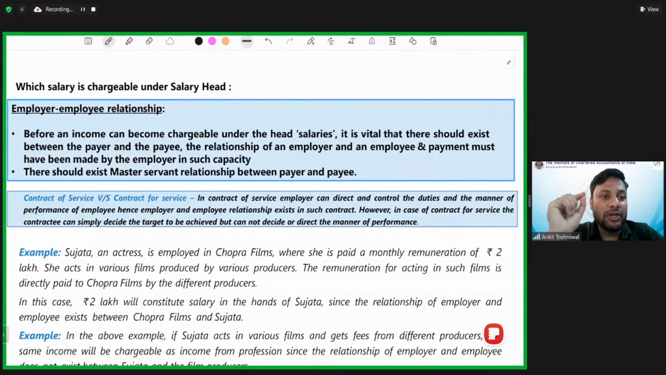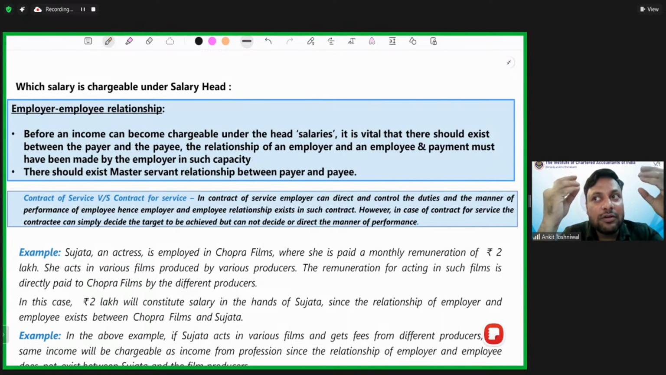Employer and employee relationship should be there. If there is an employer and employee relationship, then the income is taxable under the head salary. If the relationship between payer and payee is of master and servant, employer and employee, then such income is taxable under the head salary. Whose income? Employee's income.